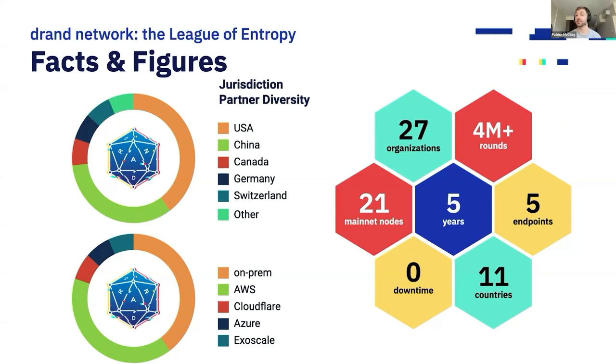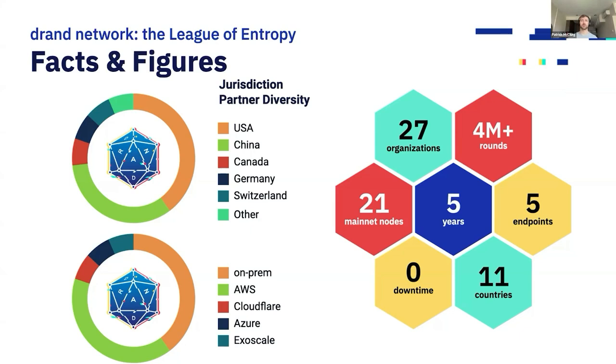In that time, we've actually had 0 disruptions in mainnet, which is a testament to the resilience of threshold networks compared to traditional centralized services. And we operate nodes in 11 different countries. Some of the pie charts here on the left might not be entirely accurate, but in essence, we cover a lot of the world.